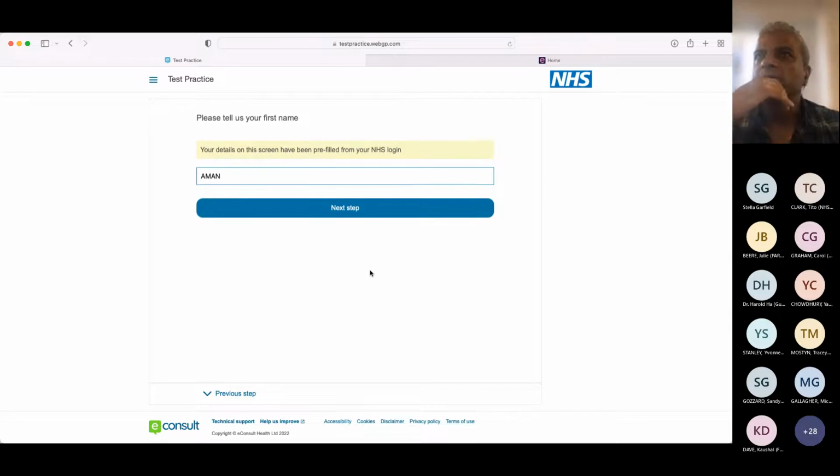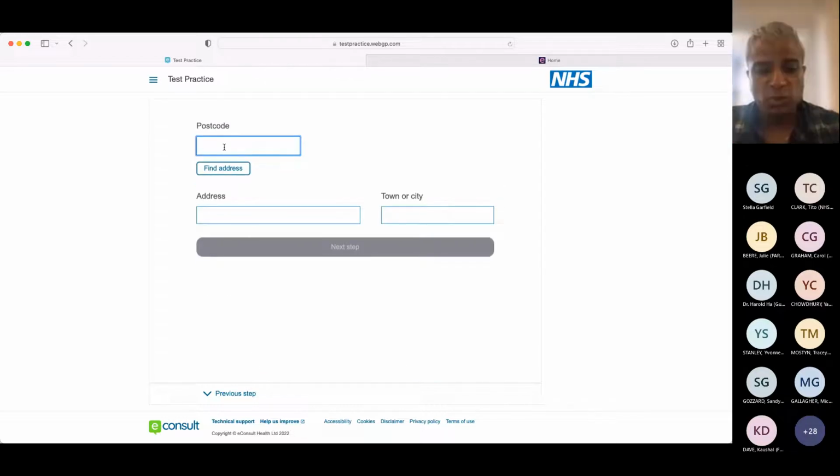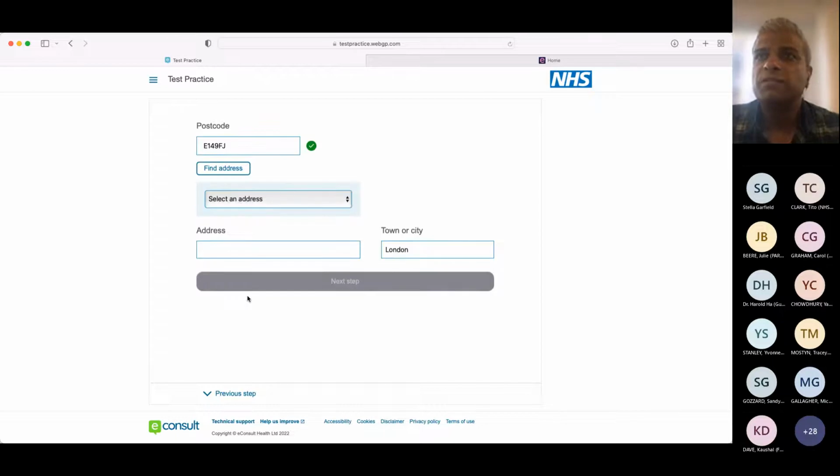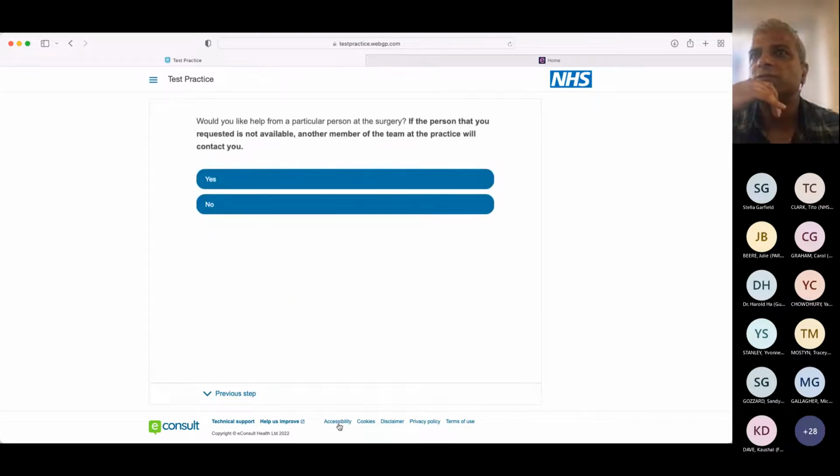And then we take the last bits of the demographic details. And this is my name's been pulled through from NHS login. My address does not get pulled through. So that's something I do need to populate. So I'm just going to put our business address in. My contact details are pulled through from my NHS login details.